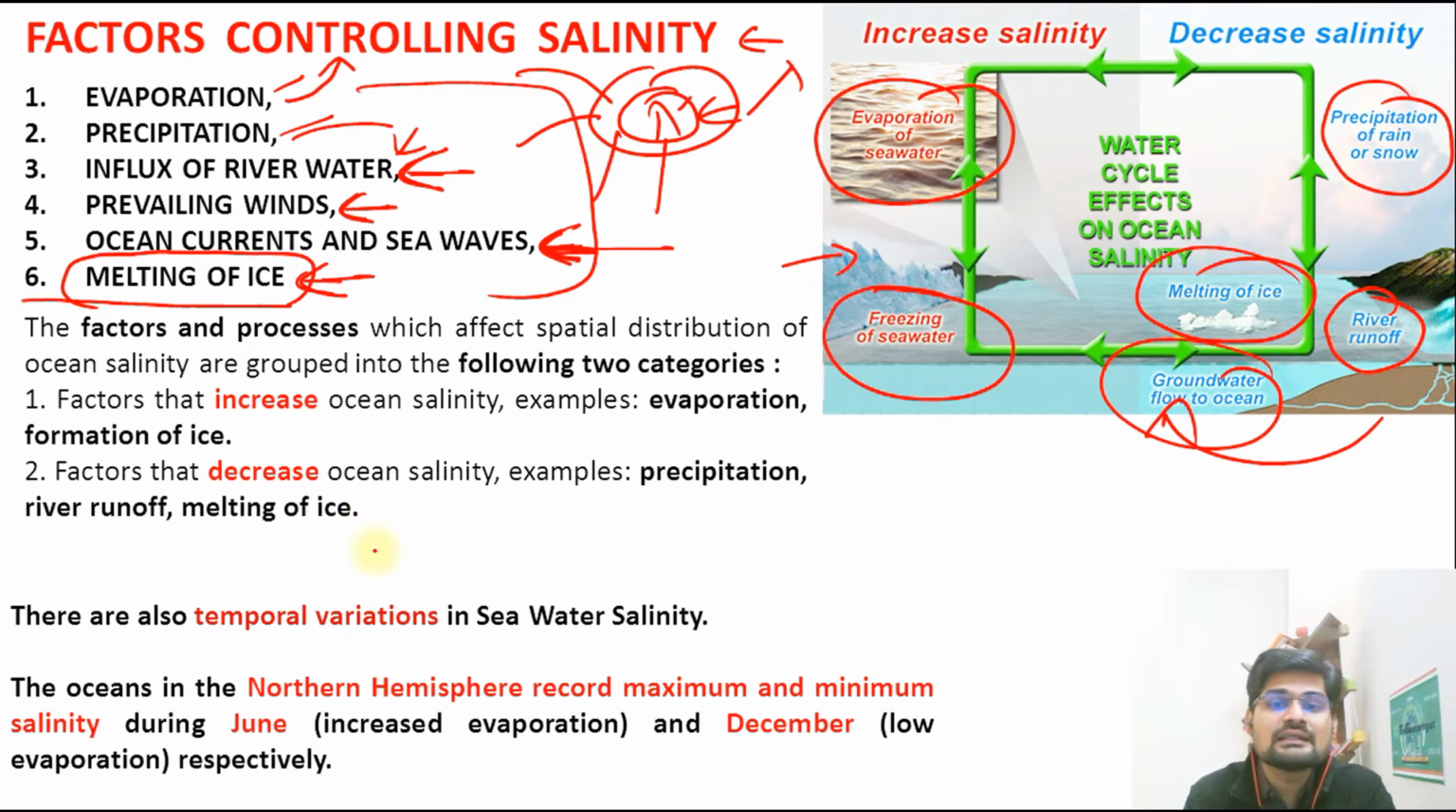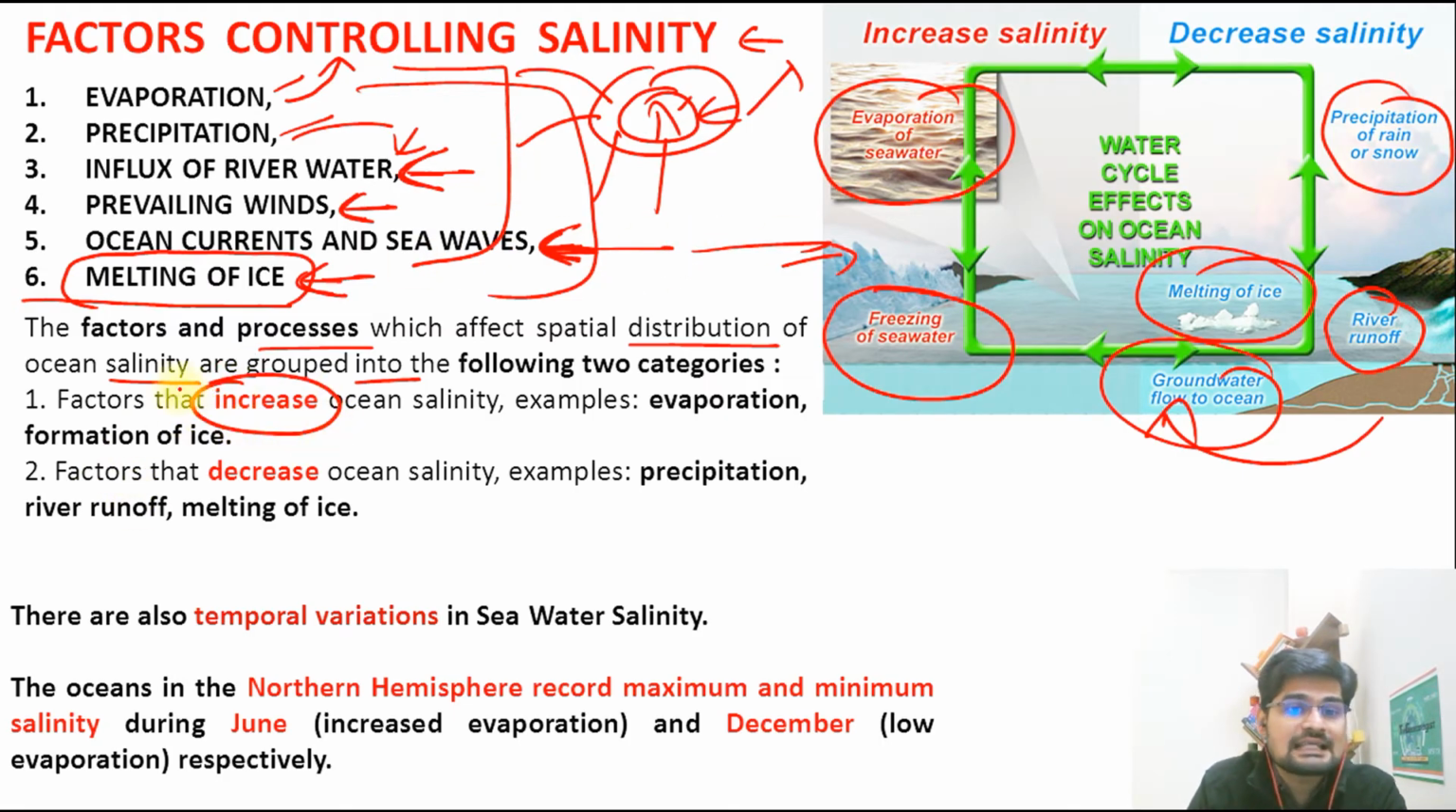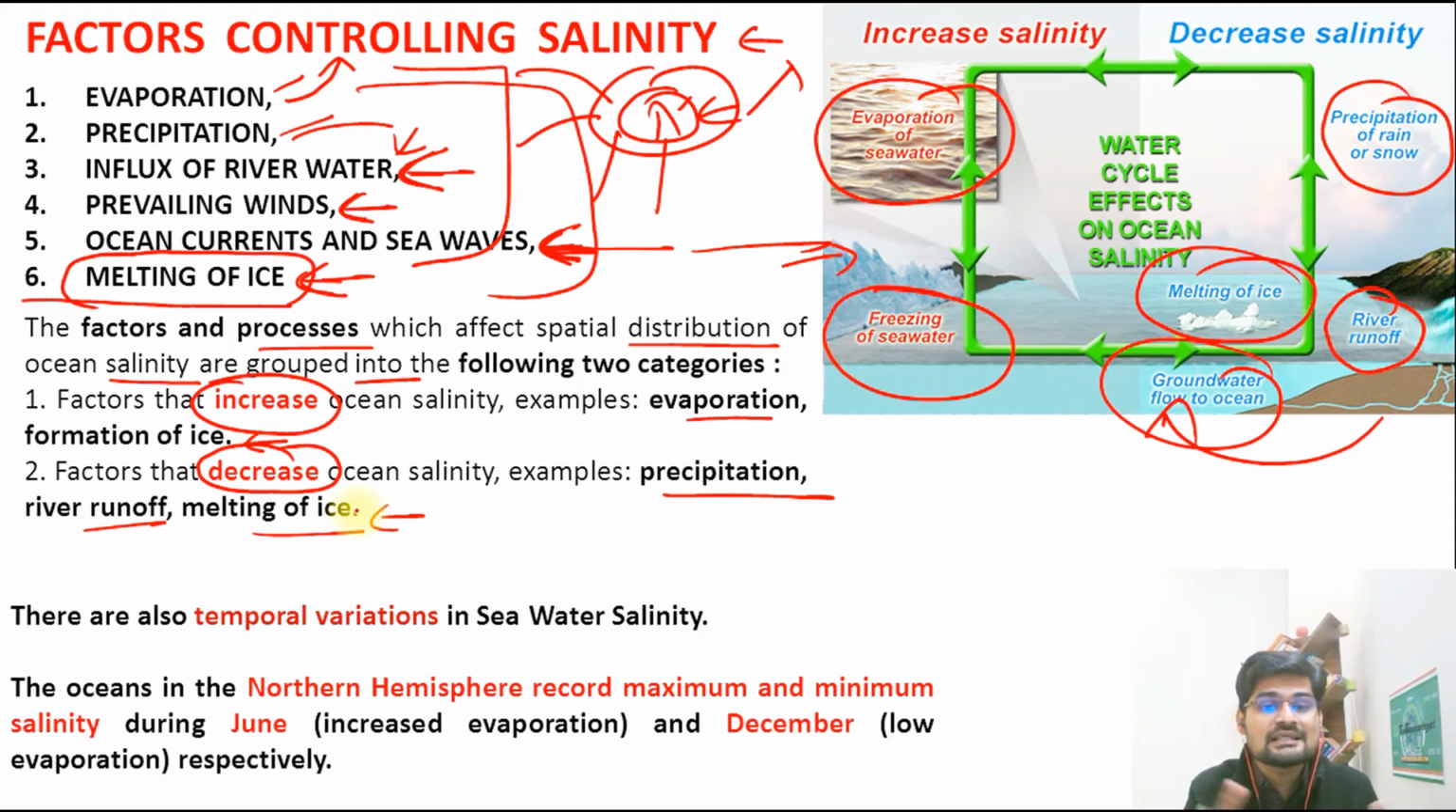Now, if you want to divide it in terms of spatial distribution, look here: the factors and processes which affect the spatial distribution of ocean salinity are grouped. So how can we group these factors? First are those factors that increase the salinity. So what are the factors? Evaporation and formation of ice. These actually increase the salinity, right? That is important. And there are factors which decrease the salinity, meaning more fresh water is coming: precipitation, river runoff, melting of ice. These are bringing water to the ocean, so salinity is reducing. So remember, this is about spatial distribution.